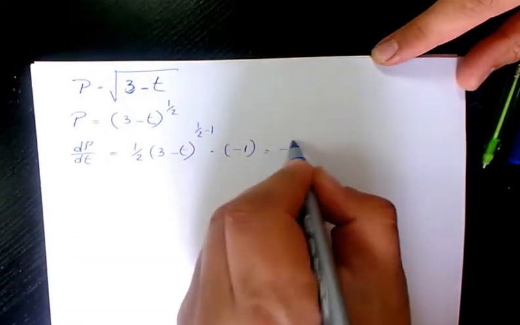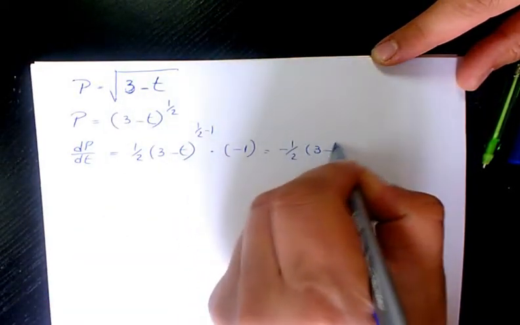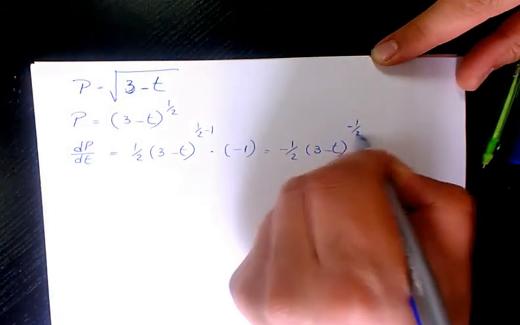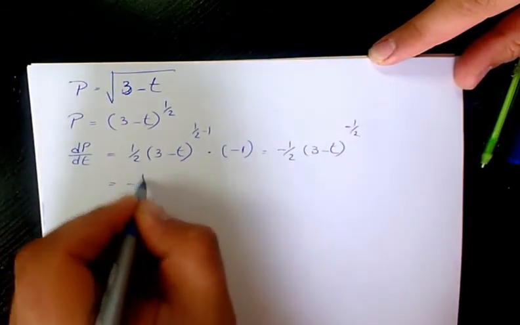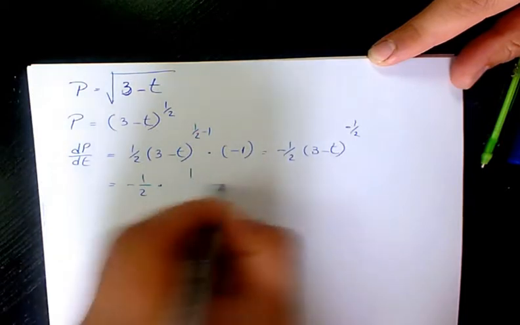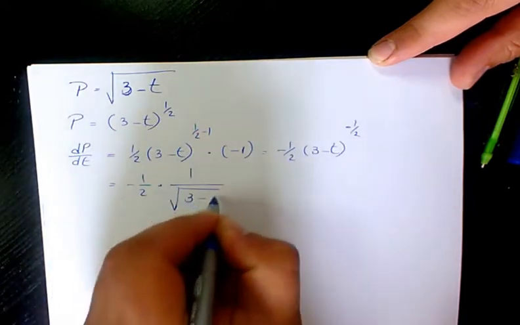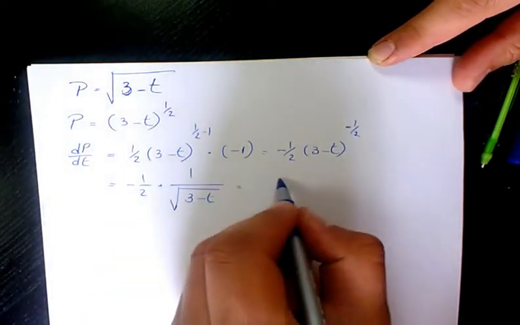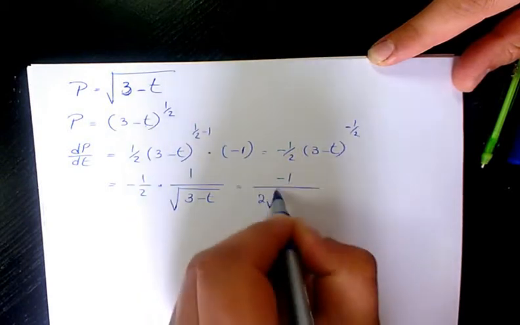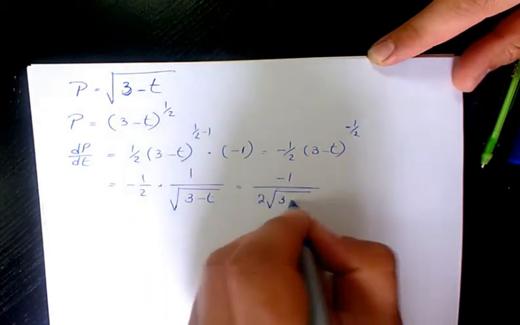So that's going to be negative 1 over 2 times 3 minus t to the power of negative 1 over 2, which will be negative 1 over 2 times 1 over square root of 3 minus t, or it's going to be negative 1 over 2 times root 3 minus t.